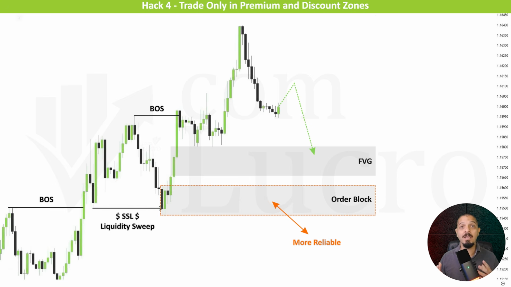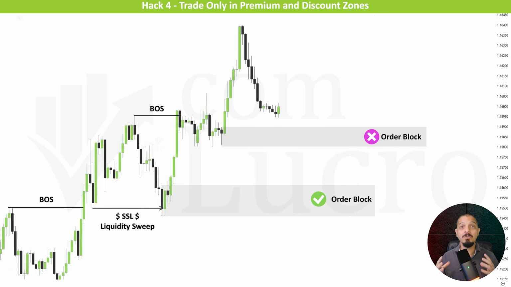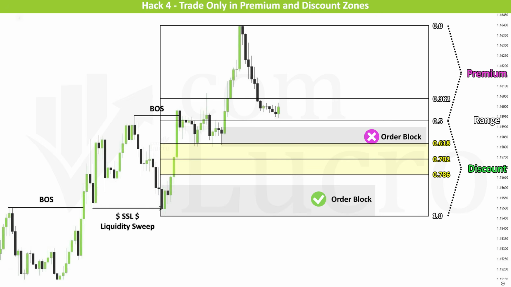Moving forward to hack number 4, we identify premium or discount areas. Points of interest located at the extremes of the market always have higher priority than those formed in the middle of a range. In a bullish market structure, you should focus only on demand zones within the discount area, which is the lower portion of the range.